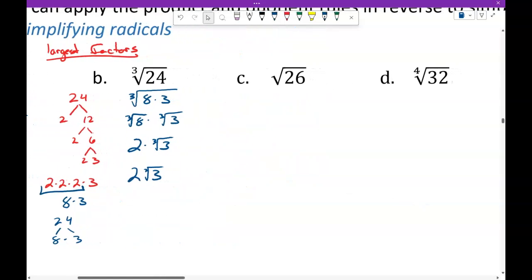When we look at the cube root of 26, and we do a factor tree of 26, we have factors of 2 and 13, both of which are prime. We can't factor these any further. Since neither of these are perfect cubes and I don't have any groups of numbers, this cannot be simplified further.